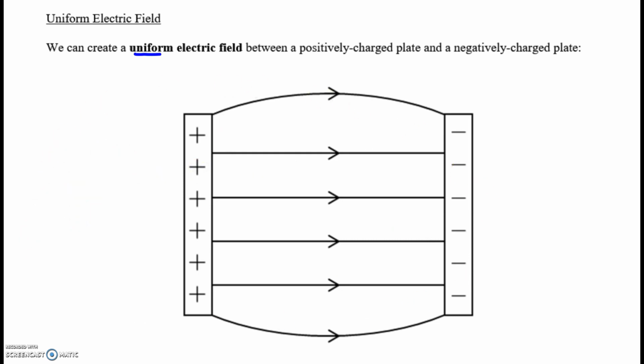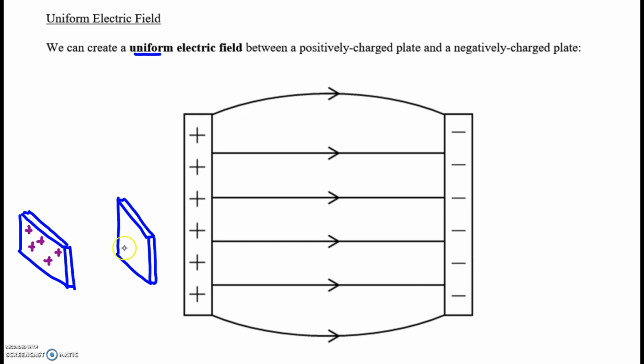We create this between 2 plates. So we're not talking about just a 1D picture. You can imagine that the plate kind of stretches out of the page. And here's the other plate. They're facing each other. And on one plate we put a bunch of positive charge. And on the other we put a bunch of negative charge.